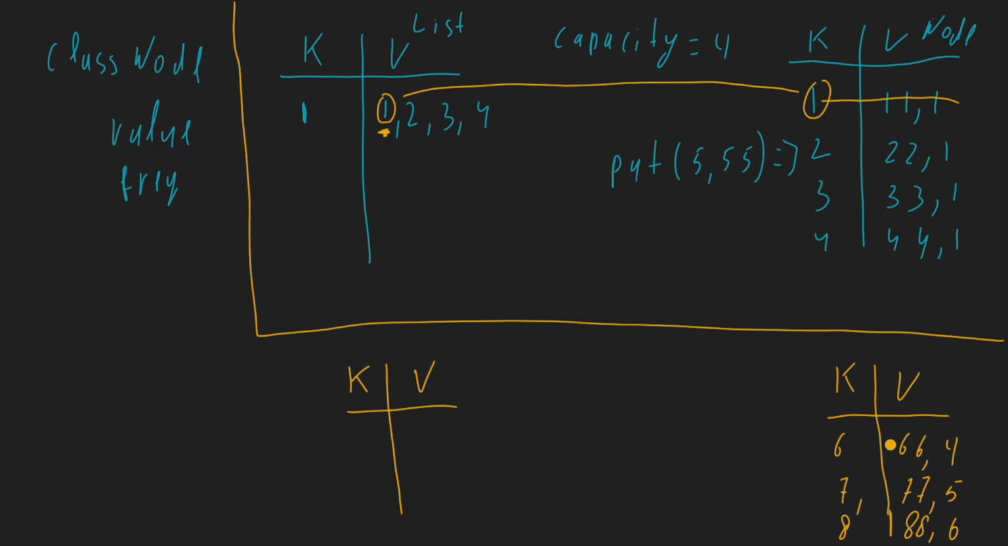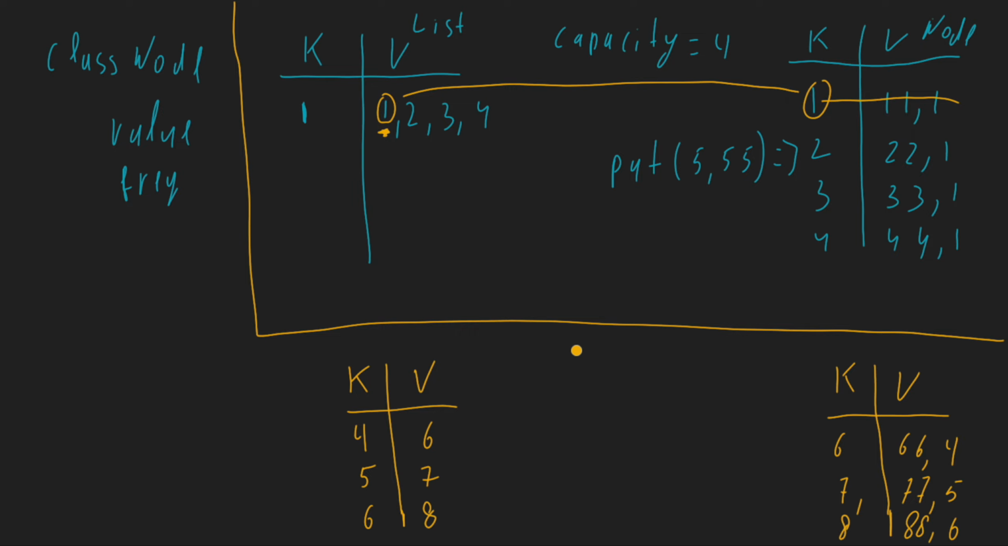So what we are going to have in our frequency map: we have frequency 4 with the key 6, frequency 5 with the key 7, and frequency 6 with the key 8, right?